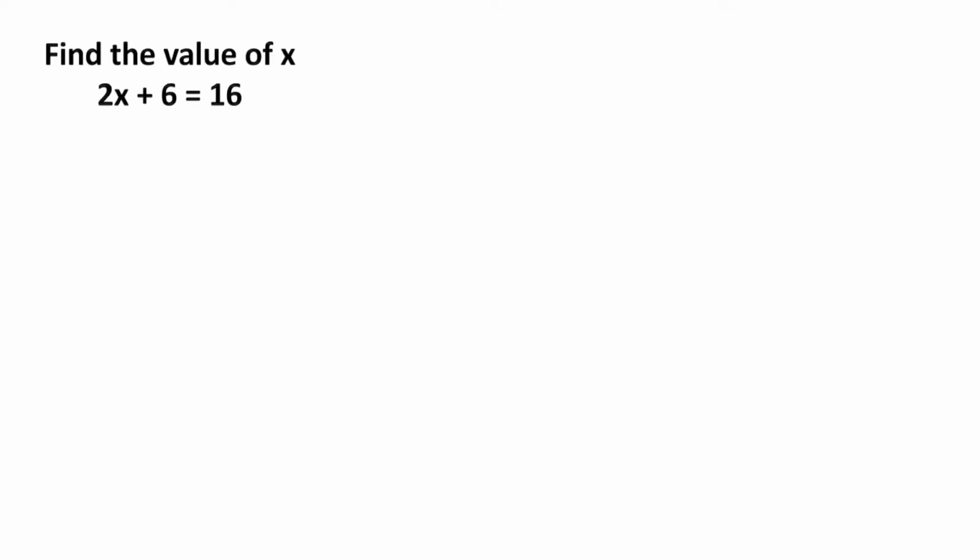Question two, find the value of x. Again, we need to undo the equation. By undoing, we need to do the inverse operation. So again, I'm going to minus 6, cancel it down. 6 minus 6 gives us 0. So that cancels it down. So whatever you do to one side of the equation, you must do to the other side of the equation, just to balance it out. 16 minus 6 gives us 10. So we have 2x equals 10. What do you multiply 2 by to give us 10? 5. So x equals 5. And that's our final answer.